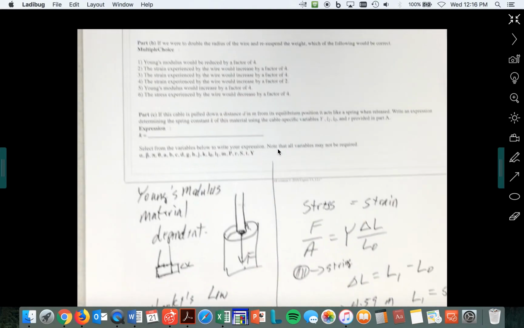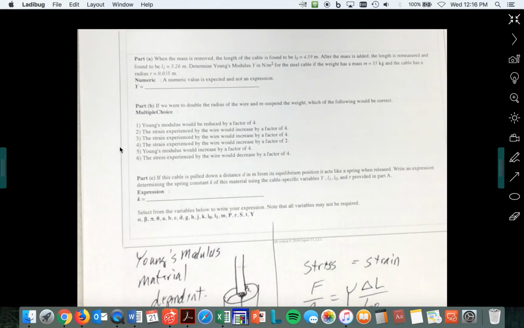Now their next question that they have here is kind of interesting. It says if we were to double the radius, what would happen to the Young's modulus? Which of the following would be correct?